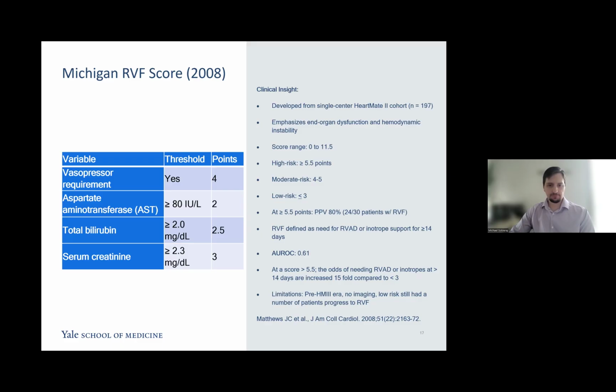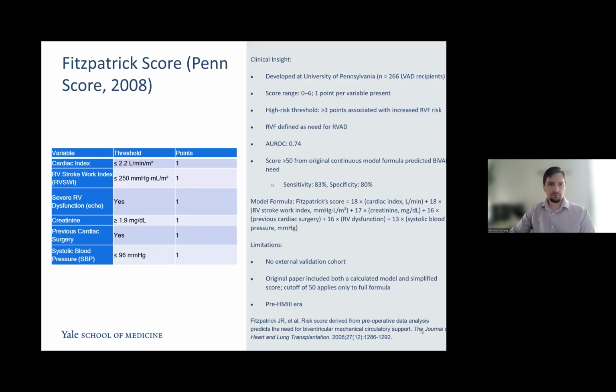Obviously, the limitation for our use is that this is a much older study and not going to be reflective of the current, almost HeartMate 3 exclusive, era that we live in currently, which is a problem with most. So another scoring system from the 2008 era is the Penn score.